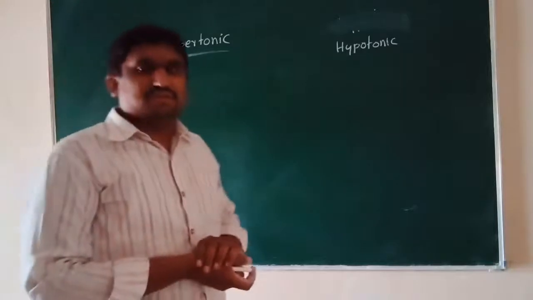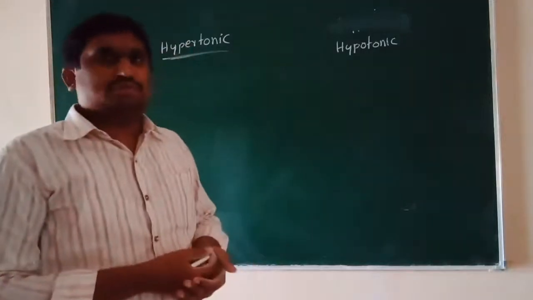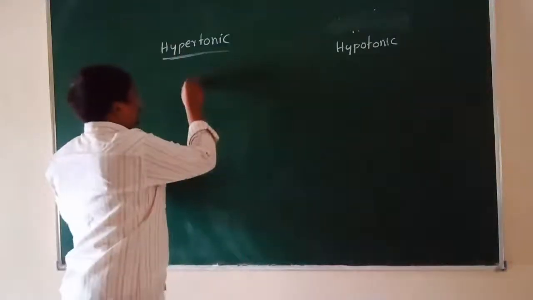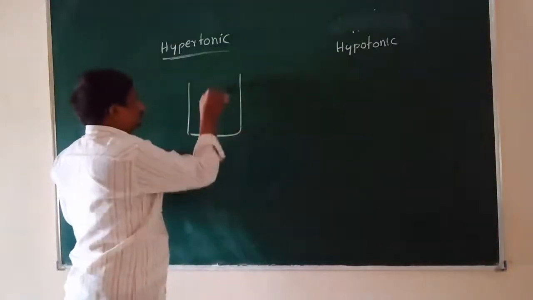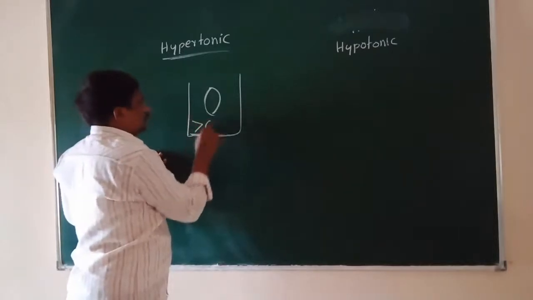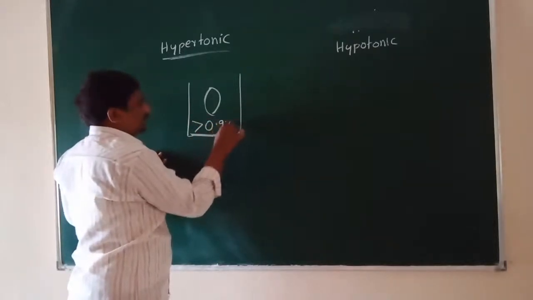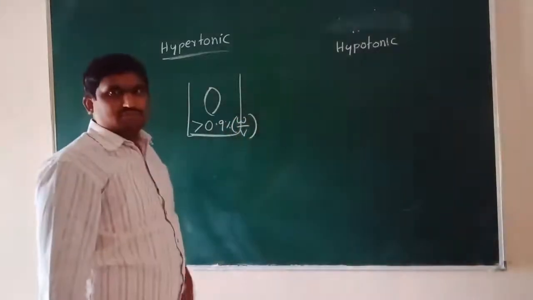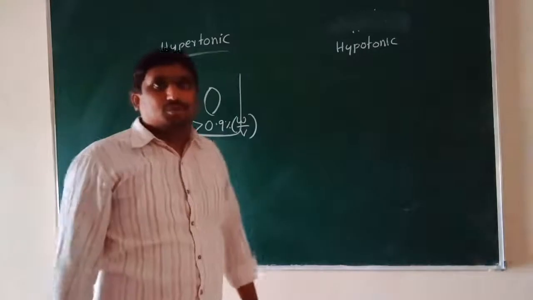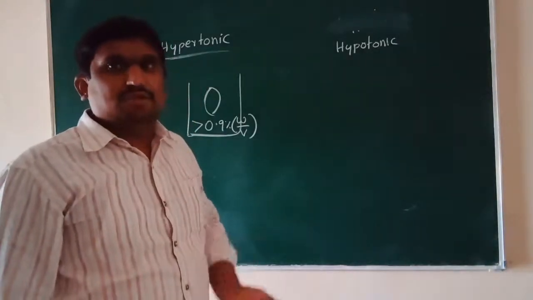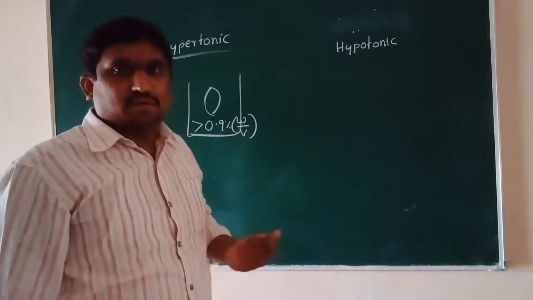Here the very important thing is the example. What is the example we can give for a hypertonic solution? A blood cell kept in salt solution having concentration more than 0.9% W by V.